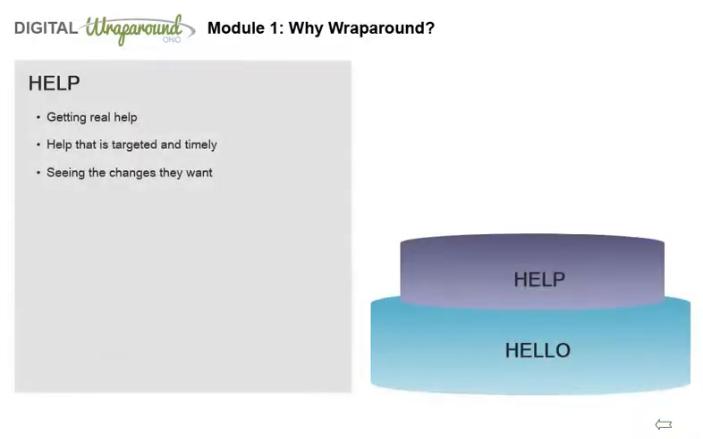Help. As the family and team begin to meet in wraparound, families with complex needs should experience getting real help for the concerns they have, not just that they have a plan in place. Wraparound meetings are the means to produce targeted help that is timely and is achieving the changes the family wants for themselves, the outcomes they want to see.